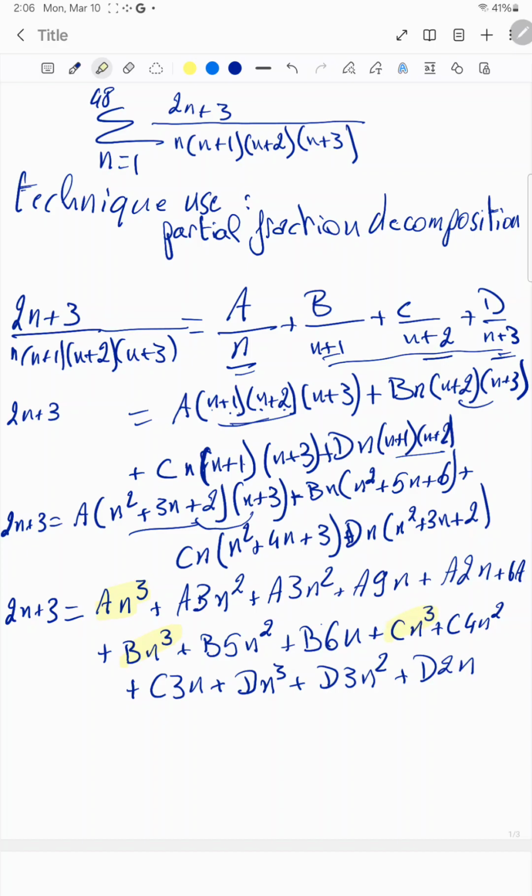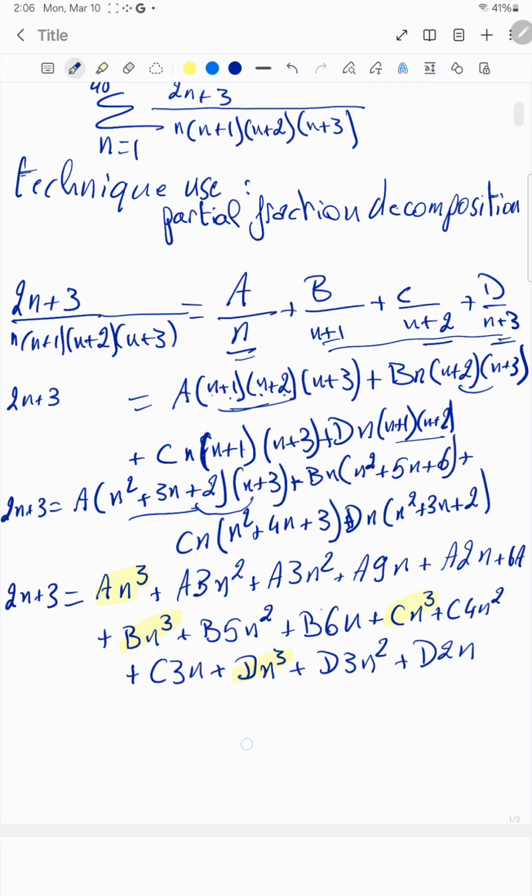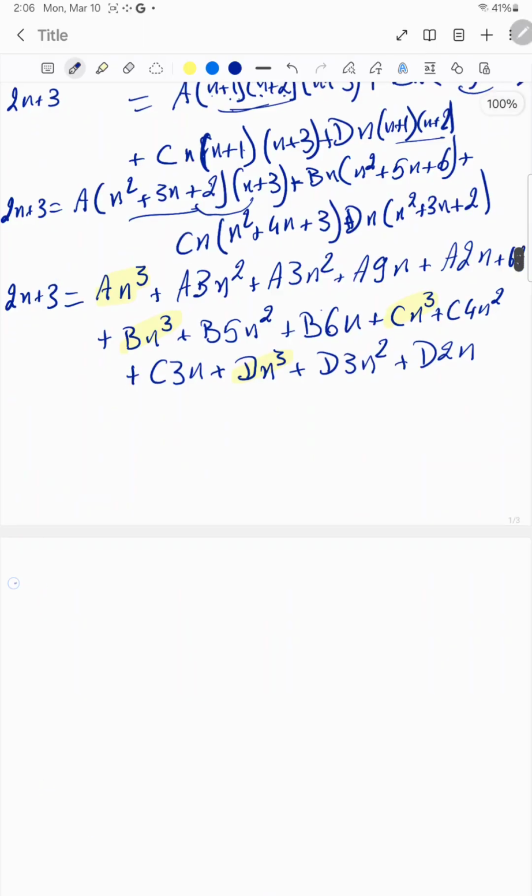And now let's take the highlighter, and I have an to the power of 3 plus bn to the power of 3 plus cn to the power of 3 plus dn to the power of 3. So I can factor out n to the power of 3. So my equality becomes 2n plus 3 is equal to a plus b plus c plus d times n to the power of 3.